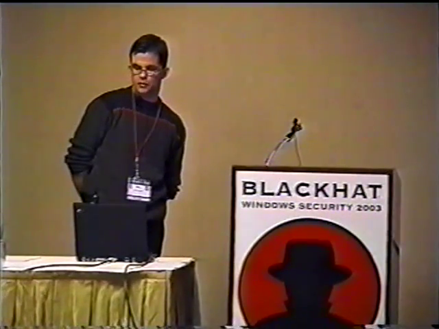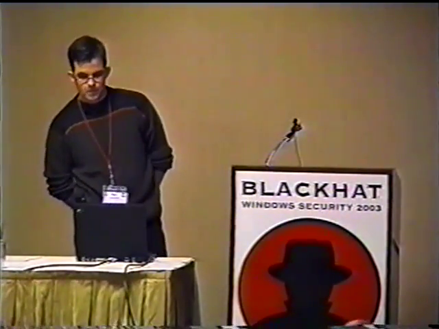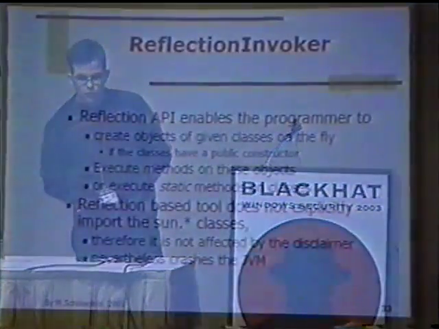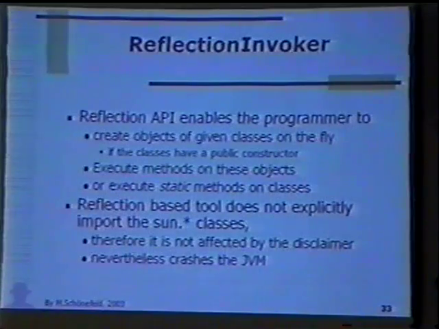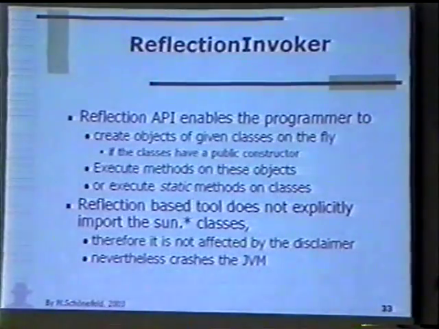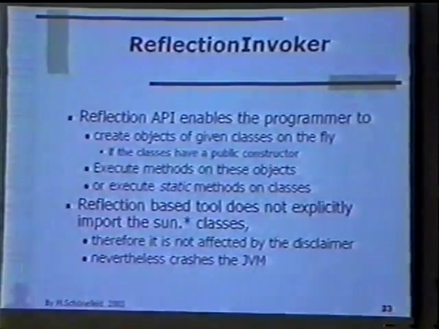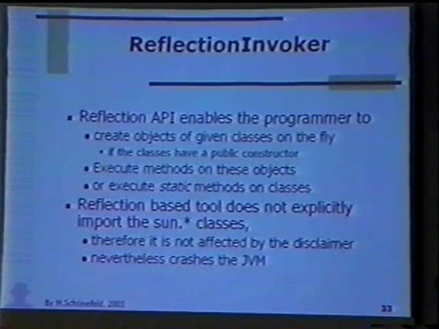So I designed a tool to call the vulnerable methods via a generic approach, the reflection API. And the reflection API basically gives you the possibility to create objects of a type unknown prior to execution, and execute methods on these objects or execute static methods on classes. So you just tell Java, create me an object of java.util.zip.CRC or whatever, and it creates you some object, even if you don't import it in your source code.